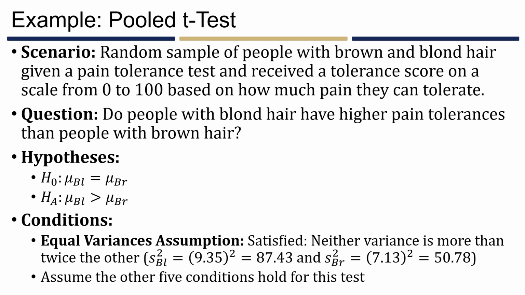We take the larger sample variance, 87.43, and divide it by the smaller sample variance, 50.78. It doesn't really matter what that value is. All that we really need to see is that that number is less than 2. The larger sample variance is less than twice as large as the smaller sample variance. What this means is that the equivariance assumption is going to be satisfied, so we are going to be allowed to use the pooled variance or the pooled standard deviation in our calculation. For the sake of time, let's just also assume that the other 5 conditions are going to hold for this test.